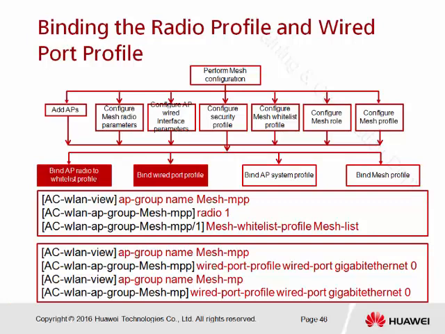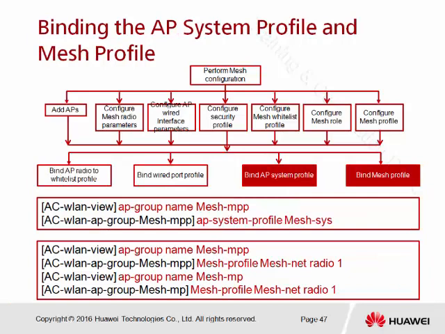Then, following up, we create a wired port profile using the command wired port profile, and then the uplink interface. And then we create one more AP group, and I'm going to name it mesh MP. This one will be used by all the MPs. Then I'll go back to my AP group named mesh MPP and select the AP system profile called mesh system. This is the previous one that I configured.